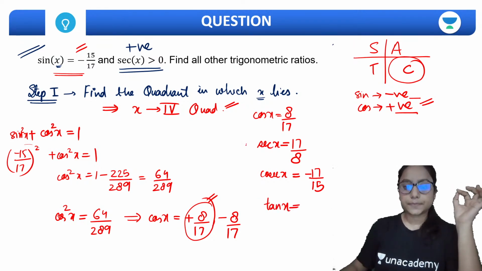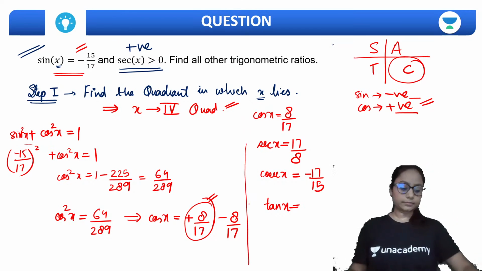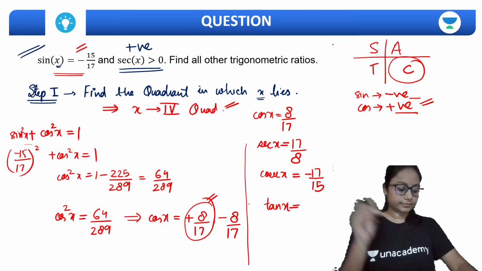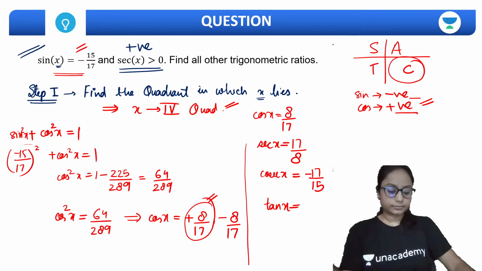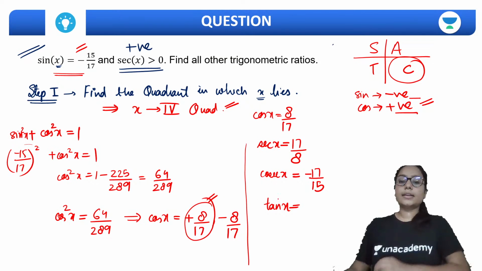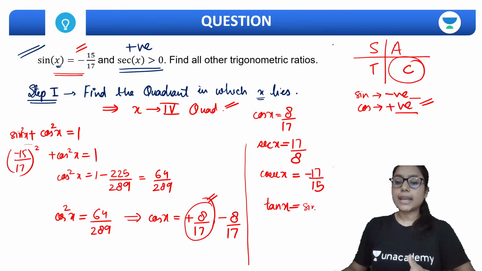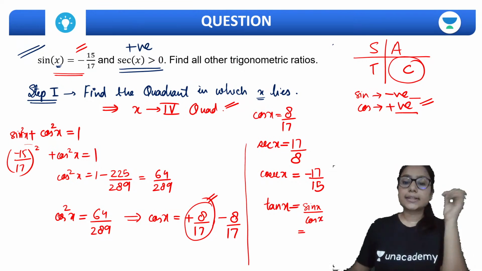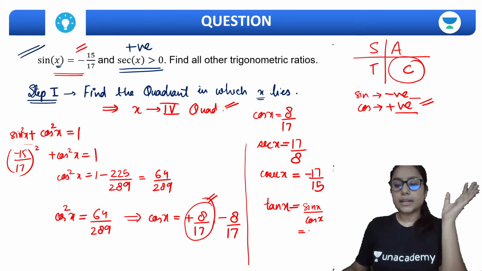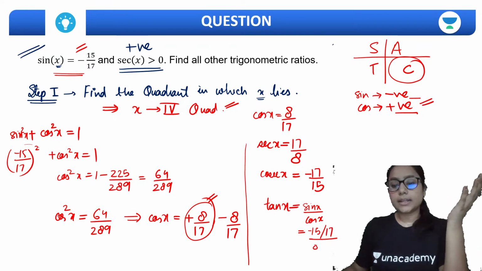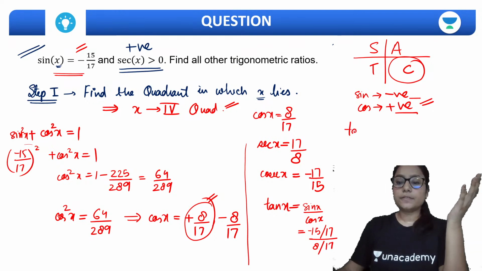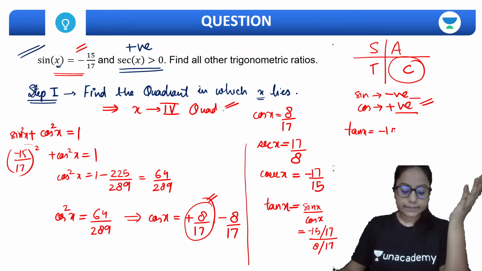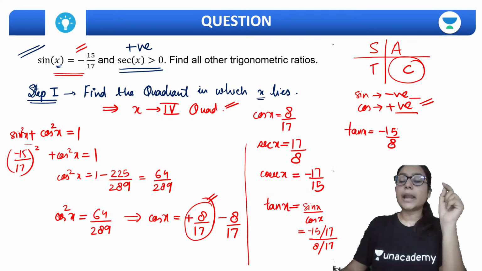What is tan x? Tan x is sin x upon cos x. What is sin x? It is minus 15 by 17, right? So minus 15 by 17. What is cos x? 8 by 17. So what is the value of tan x we have? Minus 15 by 8. It will be minus.